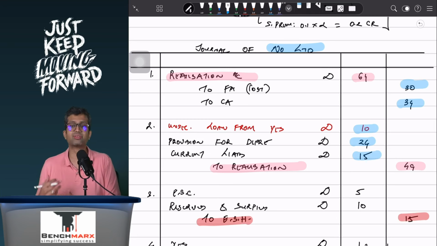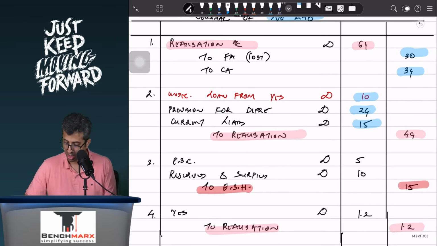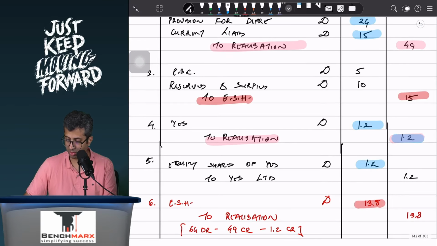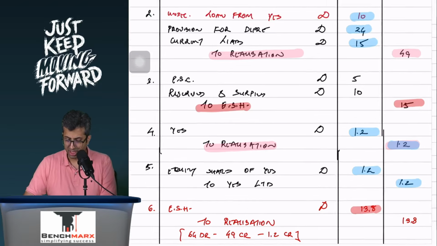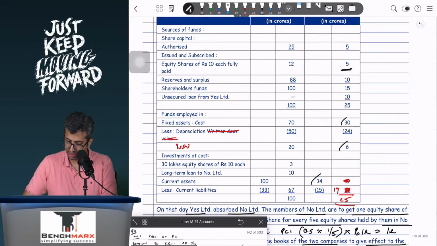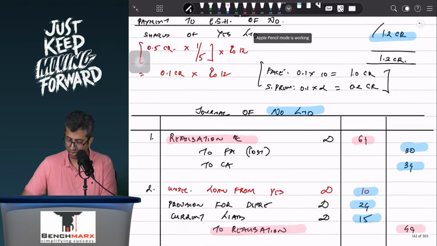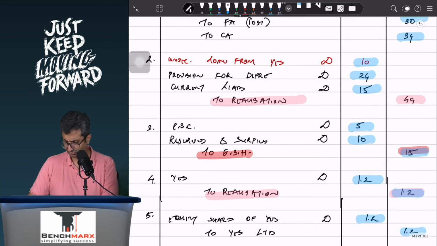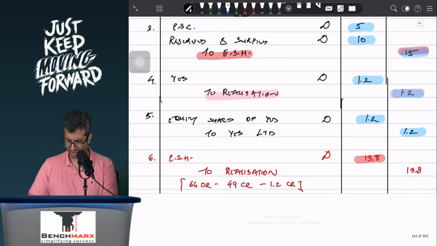Next, you will receive the PC and record the PC. So this is Yes account debit to realization 1.2 crores. And then you will receive the PC, equity shares of Yes Limited, debit to Yes Limited. Now over here, you will also transfer the equity share capital as we said and the reserves. So this is 10 as well as 5 to the equity shareholders account, equity share capital and reserves 5 and 10, that is 15. And then there are no preference shares.